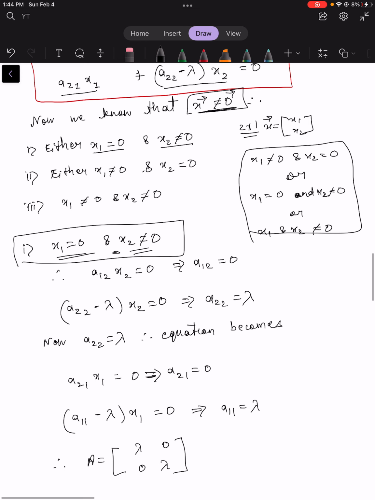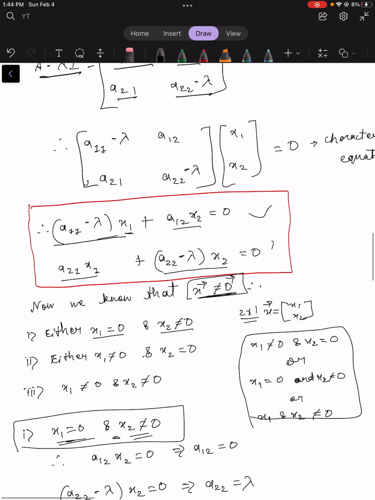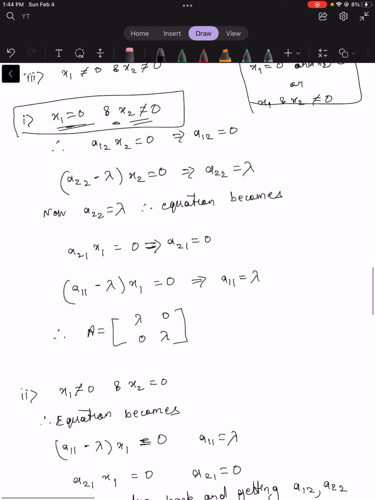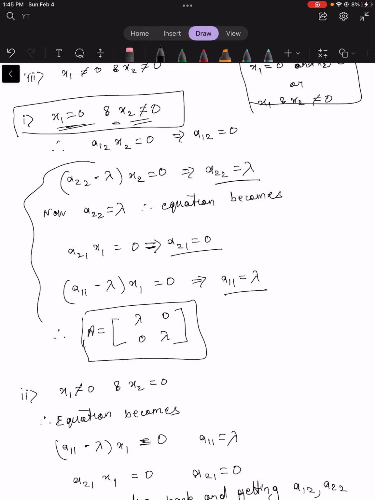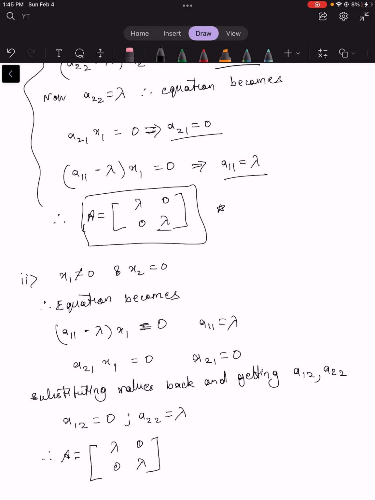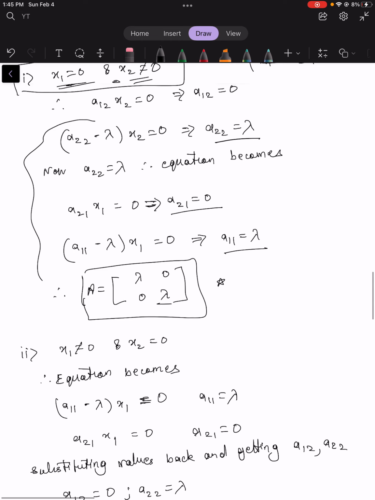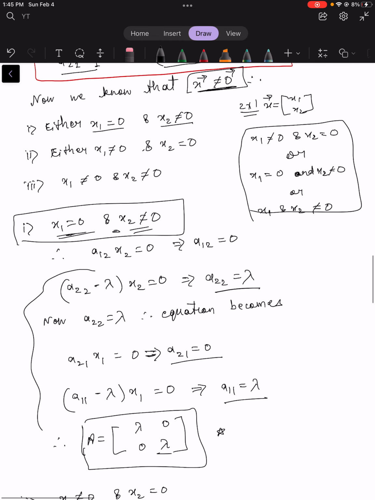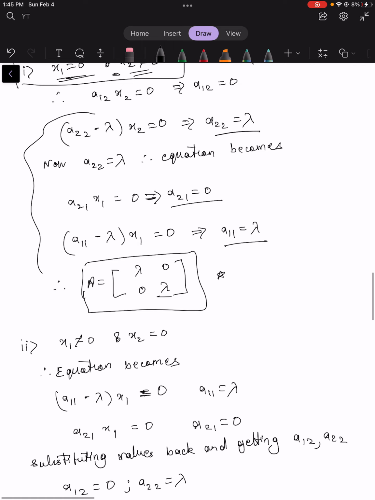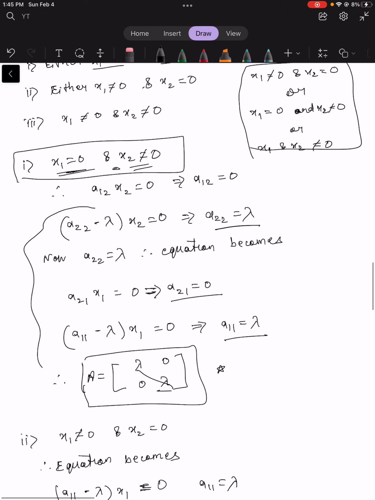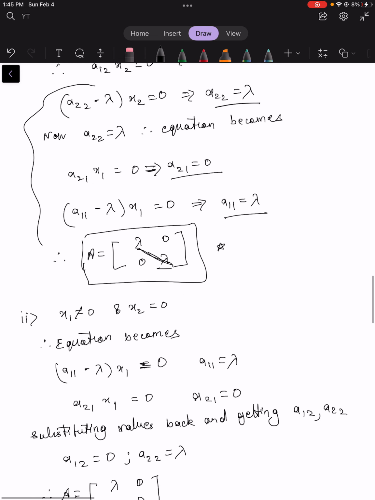When this is the case, substitute these values in this equation. What do we get? After solving we get a21 as 0, a22 as lambda, a11 as lambda. That means the original matrix A becomes lambda 0, 0 lambda. Now pay attention to this matrix. Remember this matrix. What does this say? That when one of the entries is 0, then the eigenvalues are the diagonal entries of the matrix. Here one of the entries was 0, then the eigenvalues were the diagonal values of the matrix.